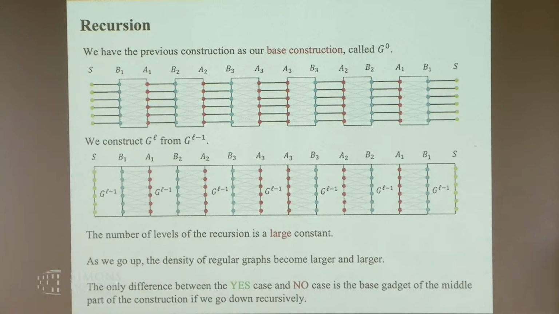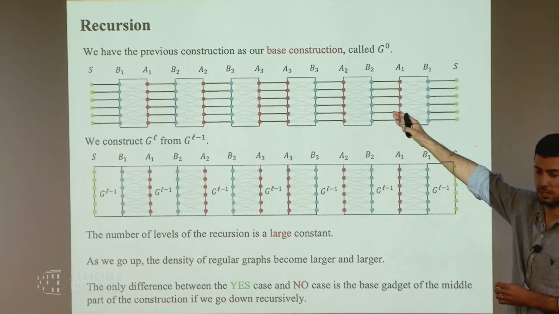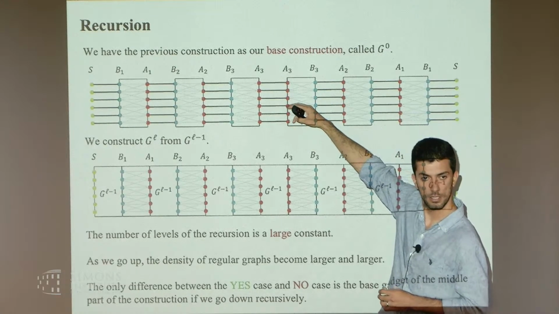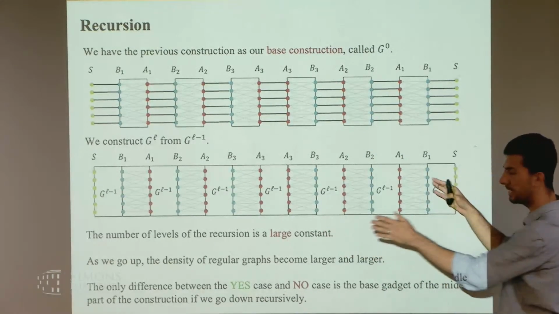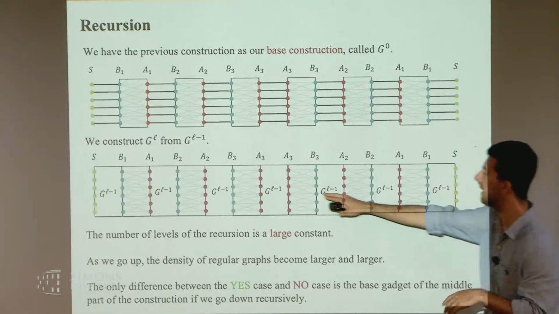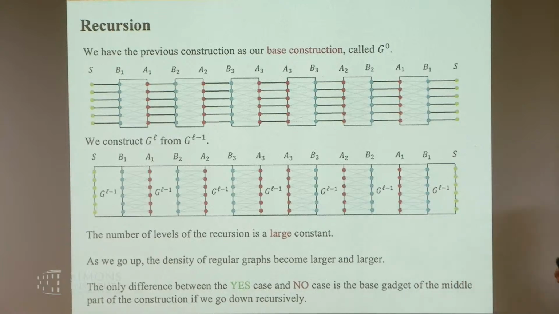So these lower instances, are they all yes instances or no instances? Yeah. So in our base construction, the middle edges don't exist. So when we want to construct the next gadget, in the middle one we use G yes or G no, based on whether it's going to be yes or no in the final construction. The other ones are no. Yeah, all of them are yes. It doesn't matter.